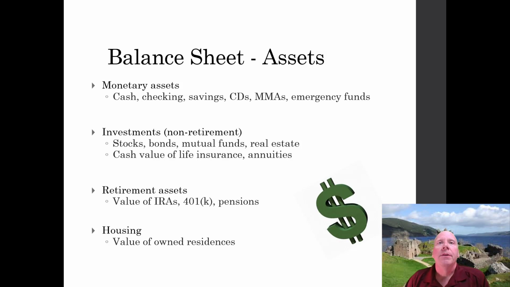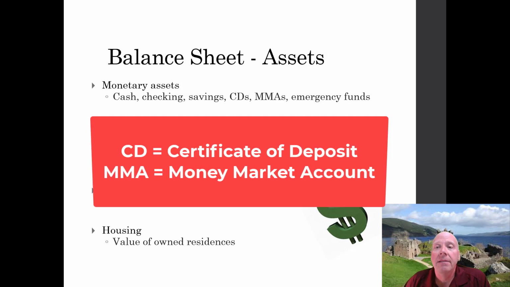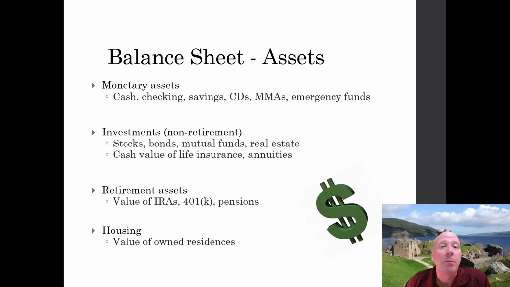So here's some examples. Your monetary assets, again, these are things that are cash now or can be turned to cash very quickly without paying a lot of penalties or losing too much value. So it's going to be cash, the value of what you have in your checking account and your savings account. CDs, a CD is a certificate of deposit. We'll talk about that in Chapter 5. MMAs, this is a money market account. This is very similar to a savings account. And then if you have any emergency funds parked somewhere else, we're going to include those things as monetary assets.